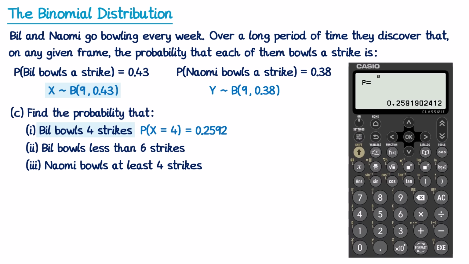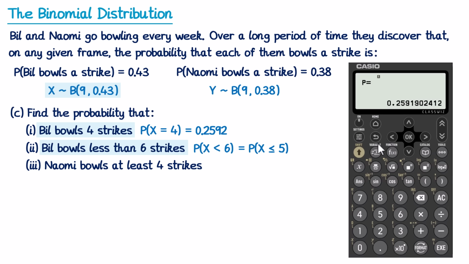For the second part of the question, we need to find the probability that Bill bowls less than 6 strikes. So this is the probability that x is less than 6. Remember, we can't have a less than, we need to use less than or equal to's, so we'll change this to the probability that x is less than or equal to 5.